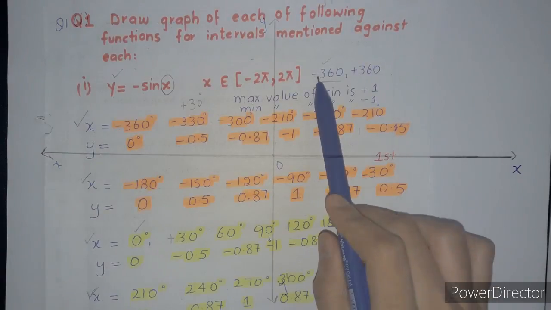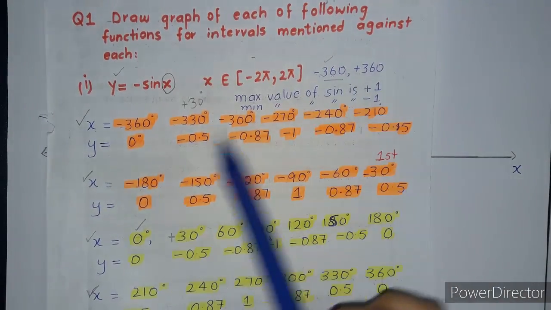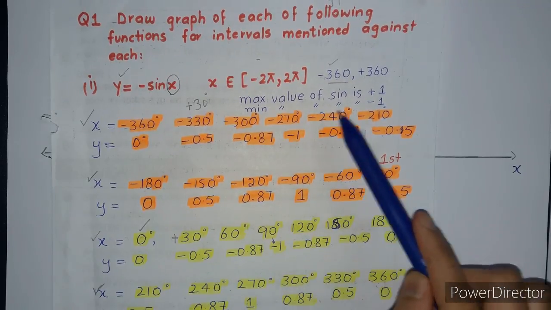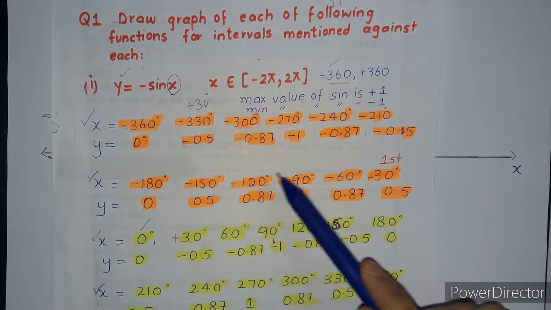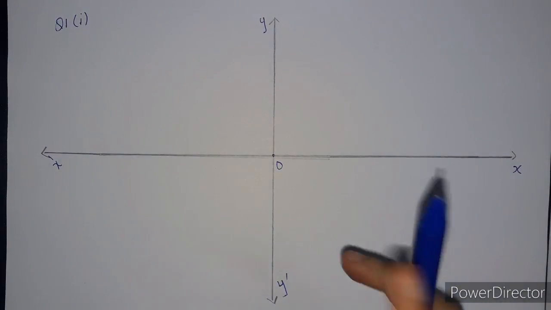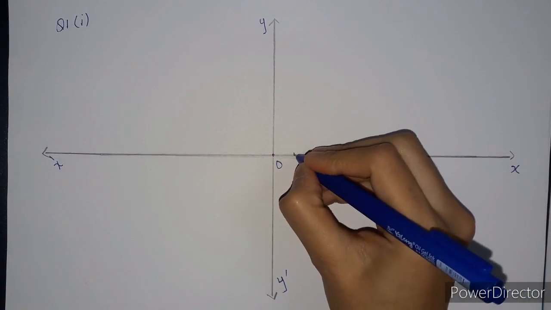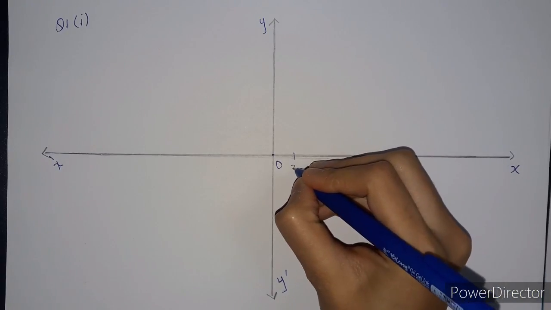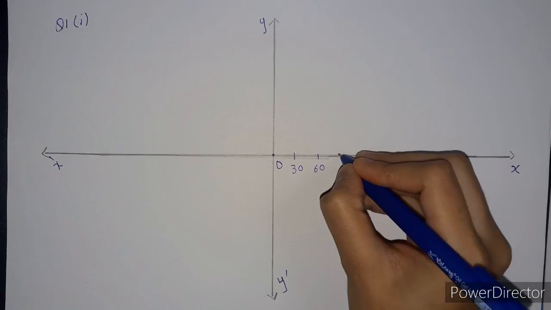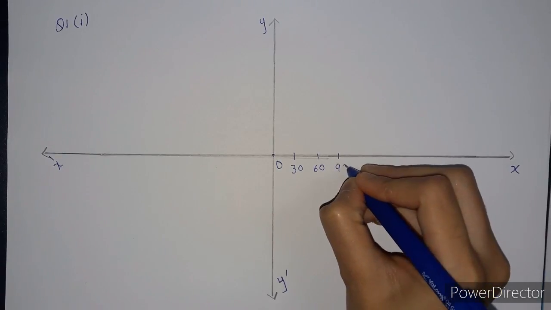Then we have minus 360 to positive 360. Just count the values: 1, 2, 3, 4, 5, 6, 7, 8, 9, 10, 11, 12. 12 values you have to put here. 1, which is 30 degrees. Then 2, 60. 3, just 90.